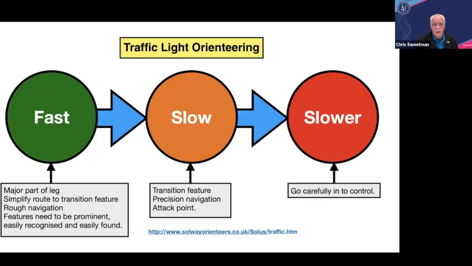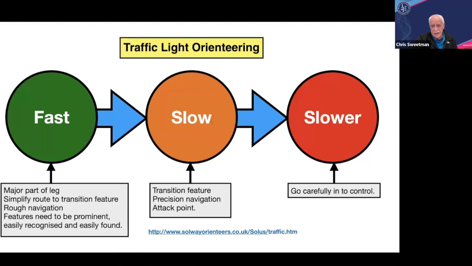Basically, these 3 areas here are a graphic representation of the text that you saw in the previous slide. So you've got fast, slow, slower. The fast bit is the major part of the route. Then before you hit the control site, this is your destination. You then slow down and make sure you're using precision navigation there. So in fast, it's rough navigation. In slow, it's precision navigation to your attack point. And then from your attack point, you move slower, perhaps to a walk, and then you go carefully into the control.